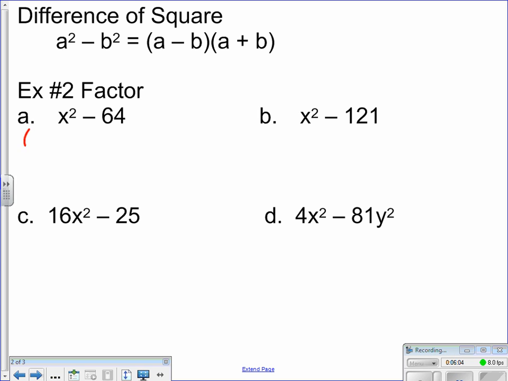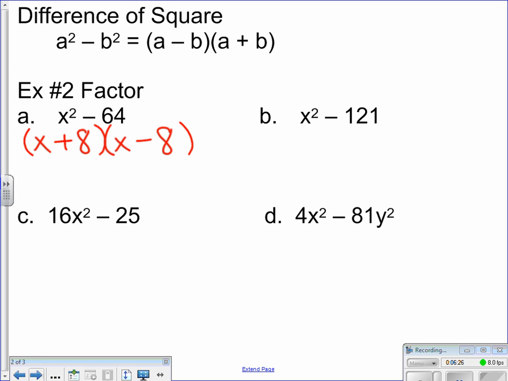All right, so x squared minus 64. X squared is x times x. 64 is a perfect square, plus 8, minus 8. That's how you get a negative 64. One plus, one minus. Good times, bad times.